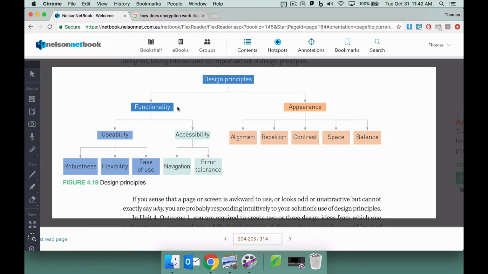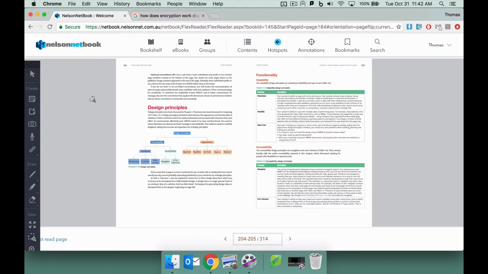So they're all under functionality, but the appearance of something, or a design or a website in this case, is usually talking about things that you can see: alignment, repetition, contrast, space, and balance. So you'll most likely have to remember these for the exam.